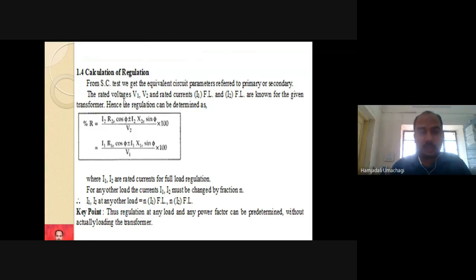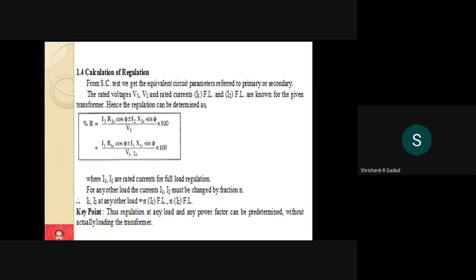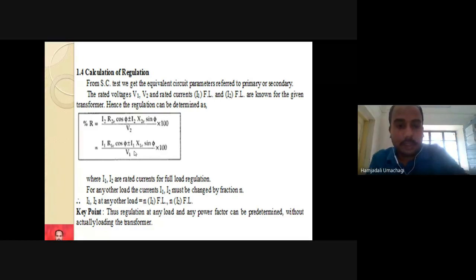This regulation can be calculated using this formula where all the parameters are with respect to the secondary side, or else you can use this other regulation formula, where all the things are referred to the primary side. Is it clear, all of you? Yes, sir. Actually you need to solve some problems based on OC and SC test, but in further classes I will try to solve problems on that.